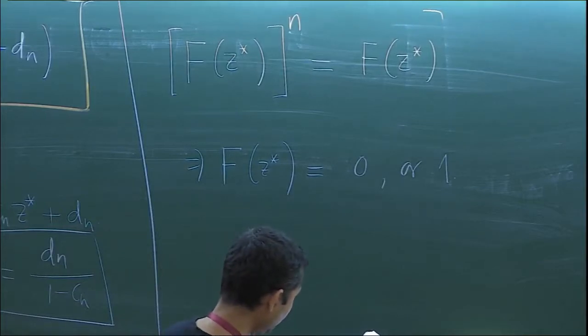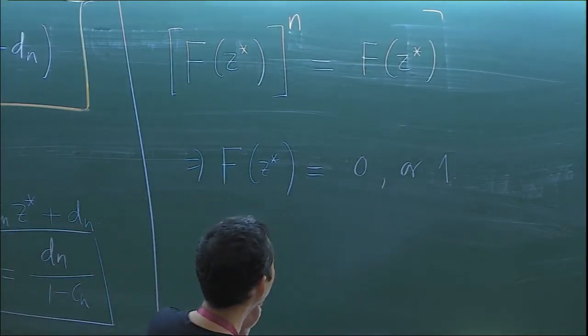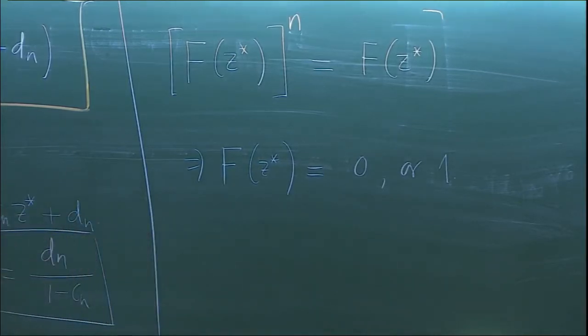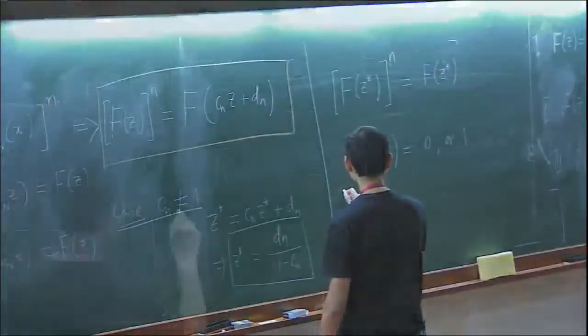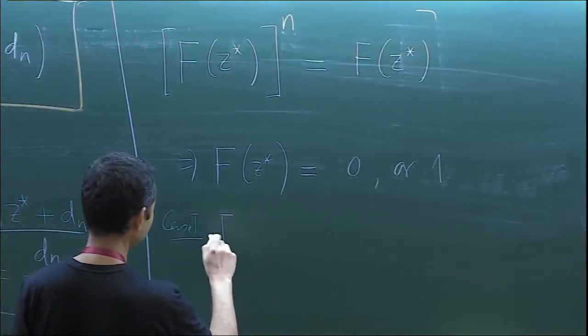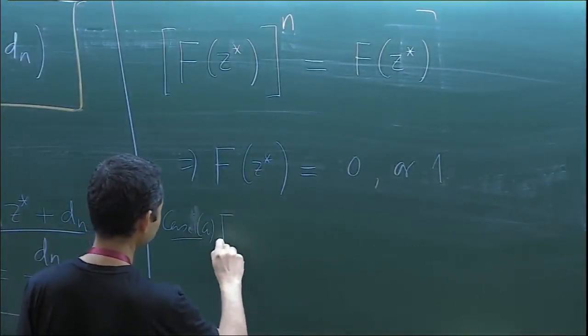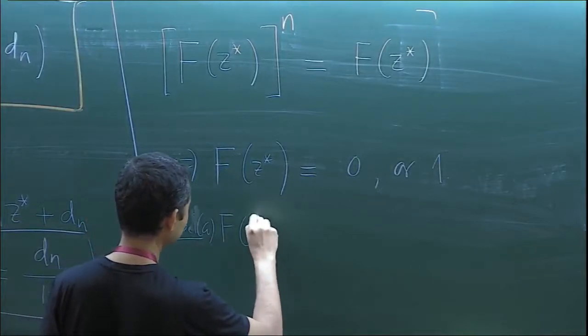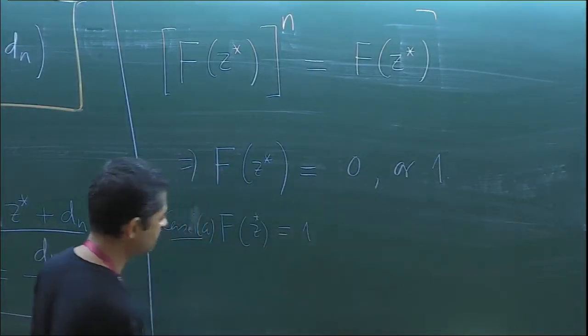So f of z is a monotonically increasing function. Therefore, if at z star it's 1, what should be the range of f of z? It's a monotonically increasing function. So now take two cases. Case A, f of z star is equal to 1.